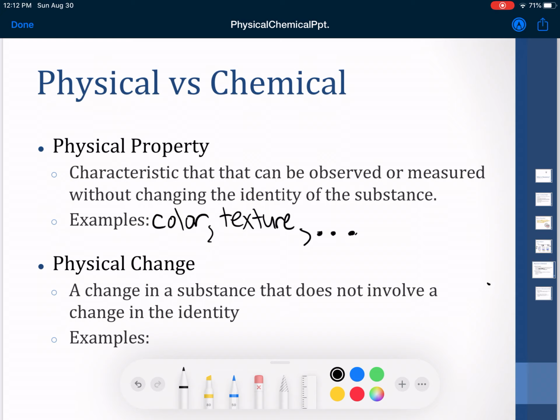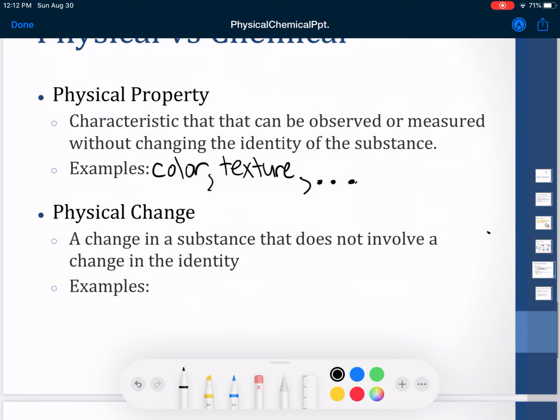Next, we got physical changes. A change in a substance that does not involve a change in the identity. So physical changes could be anything, really, like I said, without changing the identity. So I'm going to highlight that here. Does not involve a change in the identity, okay? Without changing the identity. That's the big thing, because what we're going to find out with chemical changes and chemical properties is that they are changing the identity of the substance. So that could be like a state of matter change, like liquid to gas, okay? That would be some sort of physical change. Chemical change isn't that.